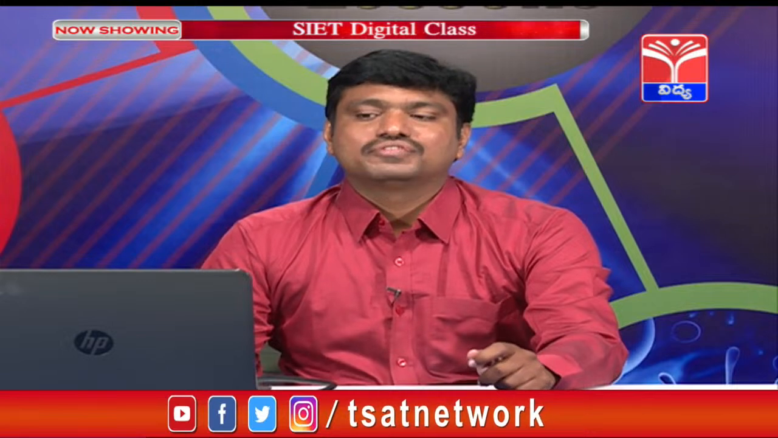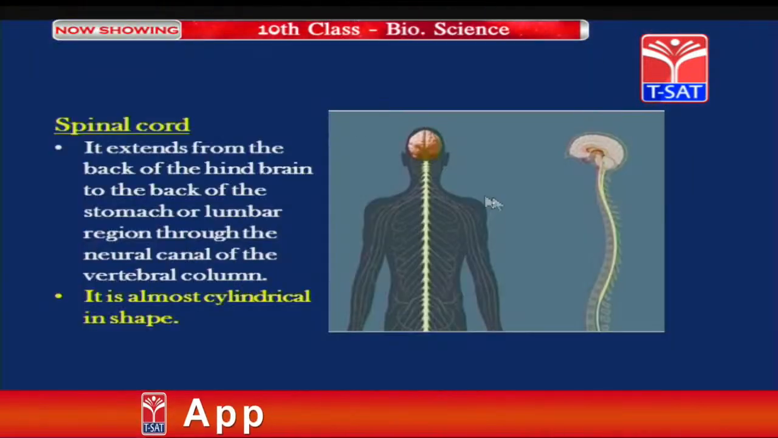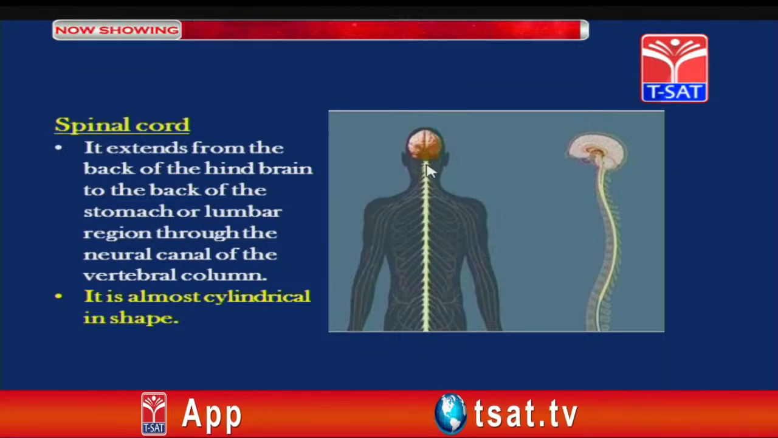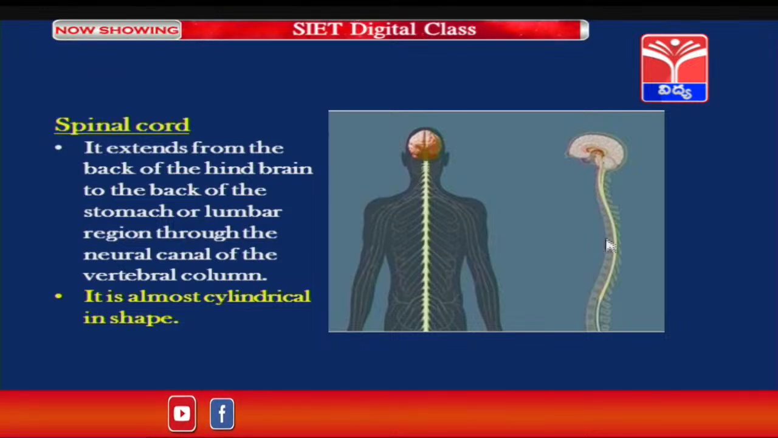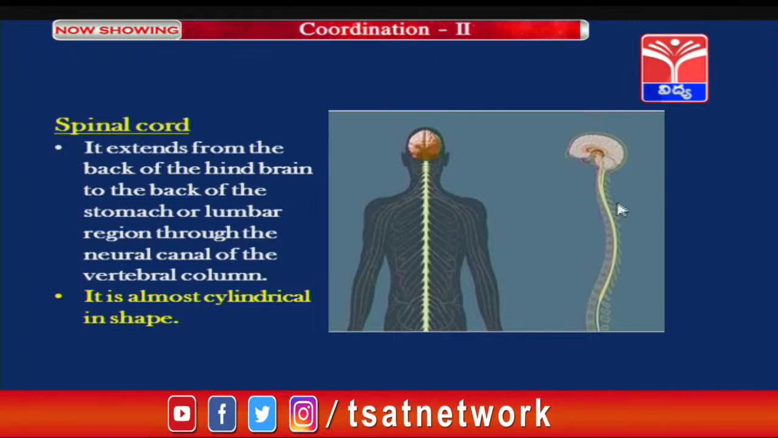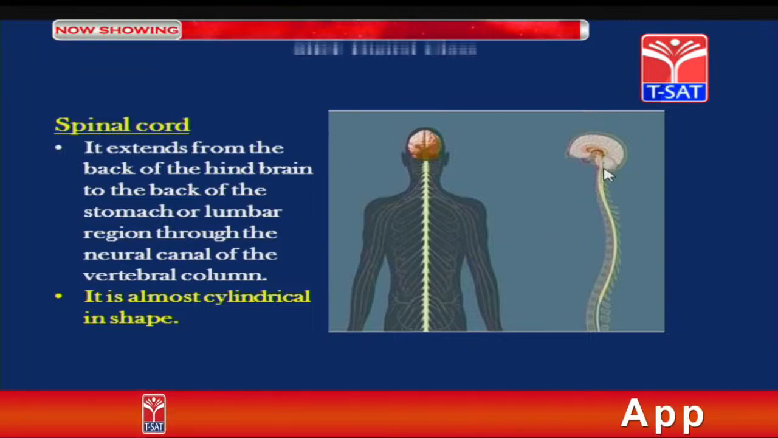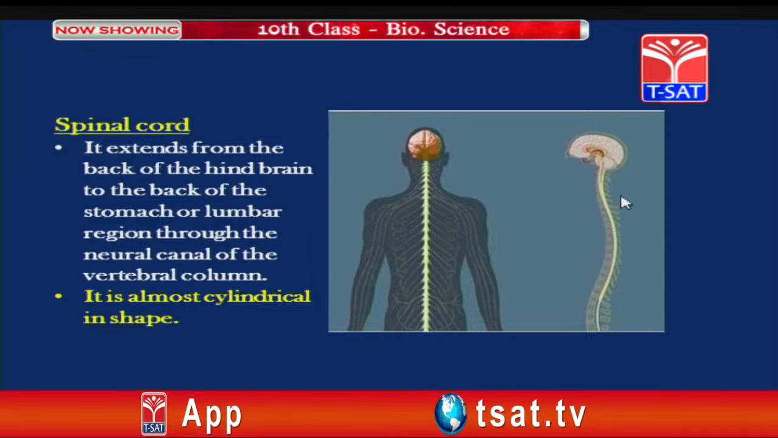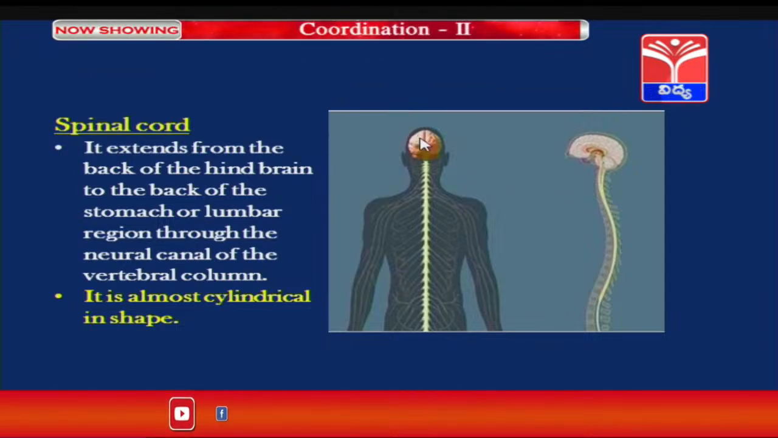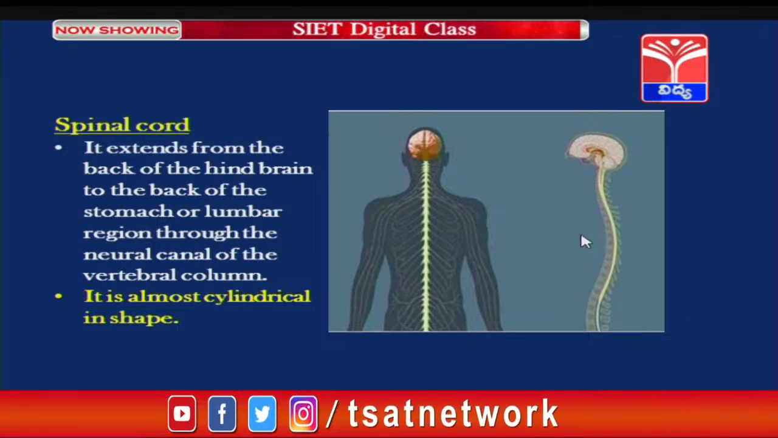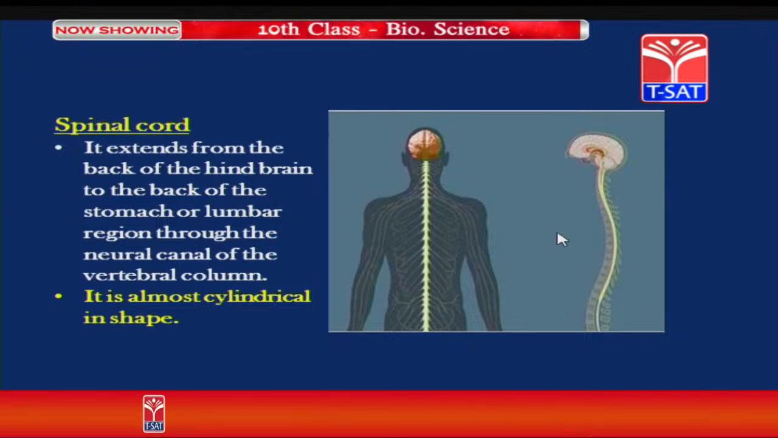The other part of the central nervous system is the spinal cord. This picture shows the spinal cord, the tail-like portion that extends from the medulla oblongata and enters the vertebral column. The vertebral column contains some space, and into this space the spinal cord enters. It extends up to the lumbar region and is almost cylindrical in shape. Both brain and spinal cord together form the central nervous system. The spinal cord is equally as important as the brain.